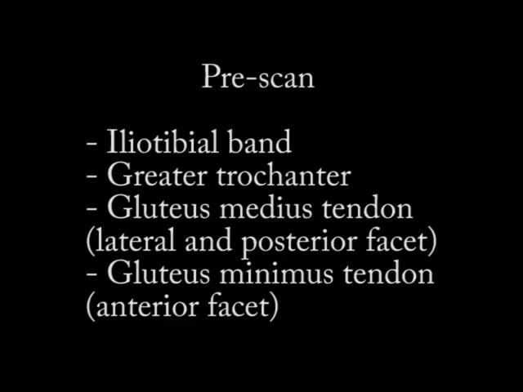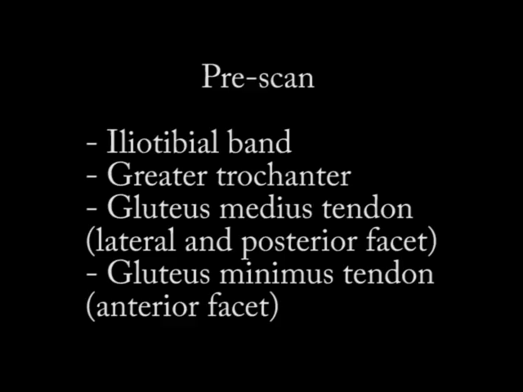With the pre-scan, we want to look at several structures. We want to look at the iliotibial band. We want to obviously identify the greater trochanter, or GT, and then the tendons of the gluteus medius, which inserts onto the lateral and posterior facets of the GT, and then the tendon of the gluteus minimus, which attaches to the anterior facet. Now, why are these structures important to identify?